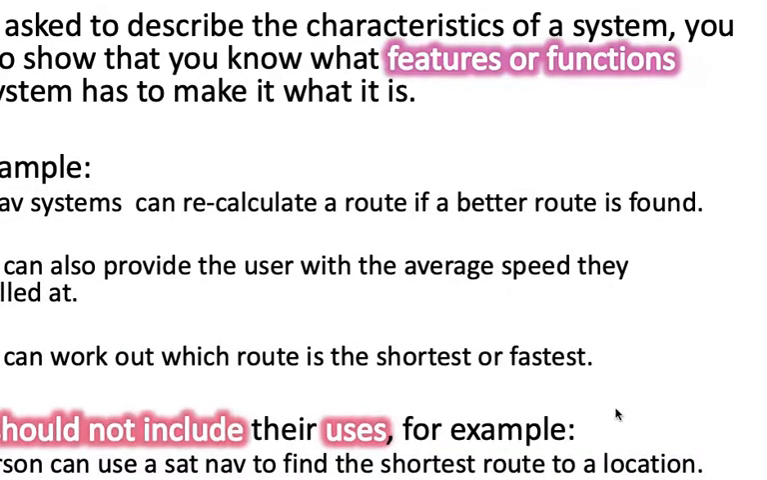For example, satellite navigation systems can recalculate a route if a better route is found. This is a key feature. Then they can also provide the user with the average speed they traveled at. That is again a feature. They can work out which route is the shortest or fastest. In these cases, all of these are features or functions. Now, this response should never include the uses, and an example is given: a person can use a satellite navigation to find the shortest route to a location. This has to be avoided, because this perspective is of the end user, and we are talking about the features or the functions.